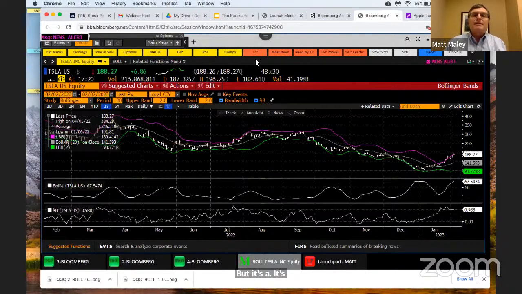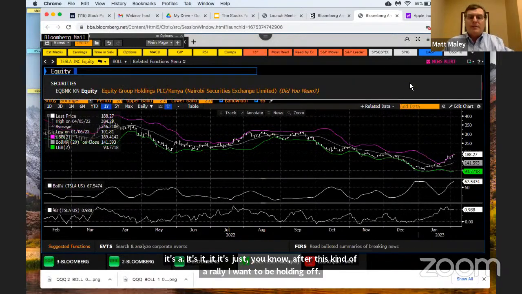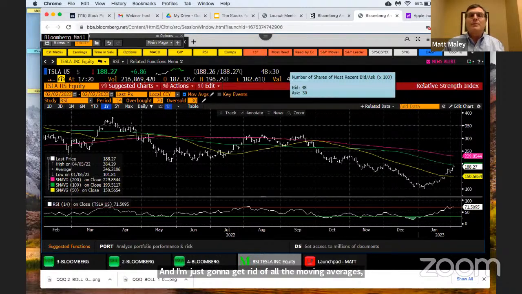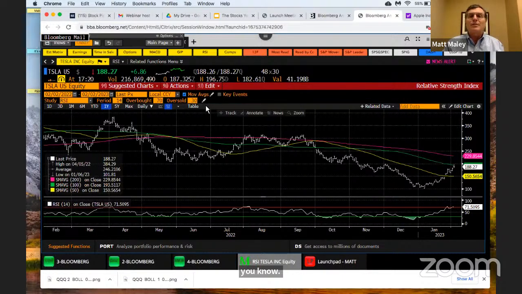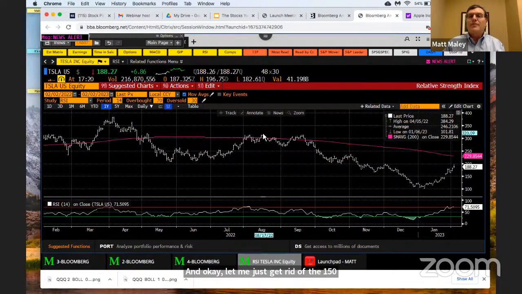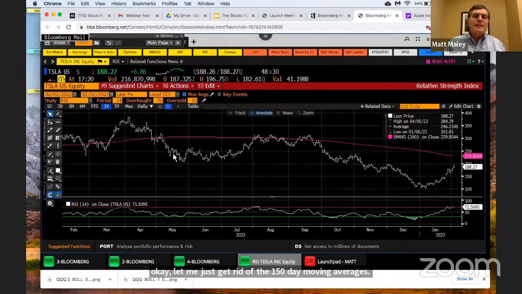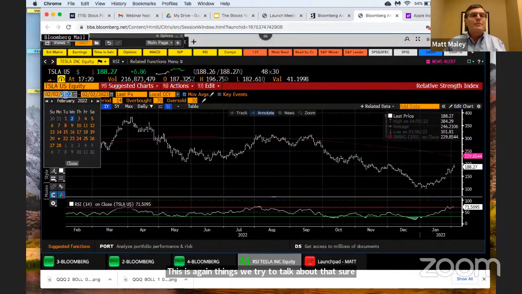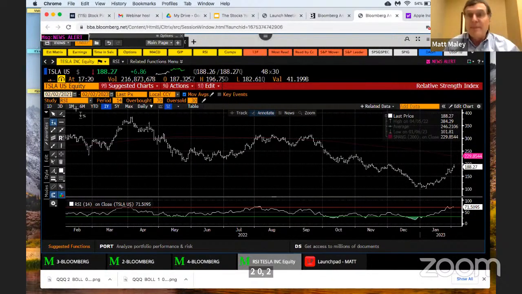Now let's look at this. Let's go back to the chart. I'm just going to get rid of all the moving averages. Can the stock get to its 200-day moving average? Absolutely, 229. It's just not going to get there in a straight line. Okay, let me just get rid of the 150-day moving averages. Okay, now see this 200 level? This is again the things we try to talk about. Okay, now we'll go back a little bit further.